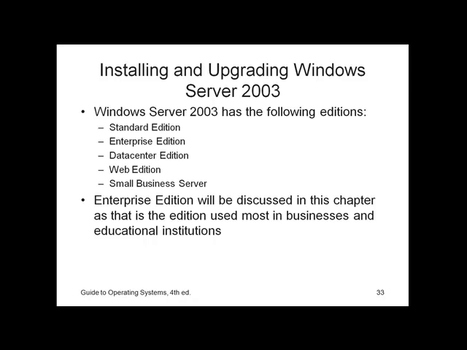The Enterprise Edition, of course, will be discussed in this chapter, as that is the edition used in most businesses and educational institutions, and that is very true. Generally, when you come across a version of Server 2003, it will be the Enterprise Edition. The Web Edition and Data Center Edition occasionally can be found depending on what you're going to be doing with the Windows Server infrastructure. But in general, Enterprise is pretty much the de facto standard in the business world.